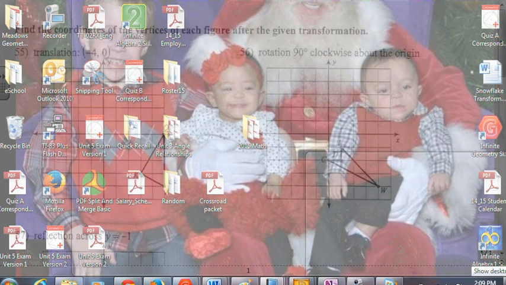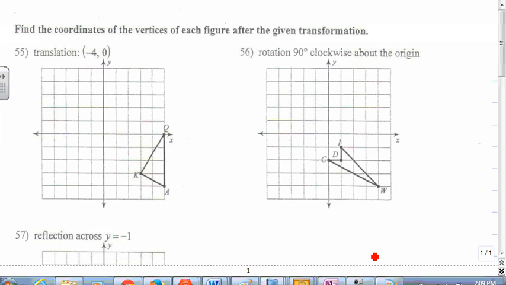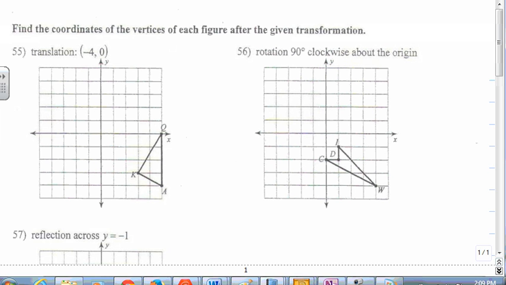Problems 55 through 57, we are asked to find the coordinates of the vertices of each figure after the given transformation. So we need to complete the transformation. In this case, we have to translate -4, 0. So that means we're going 4 in what direction? Left. So we're going left 4. And then how much are we going up or down? 0. So we're not going up or down at all. We're just going left 4.